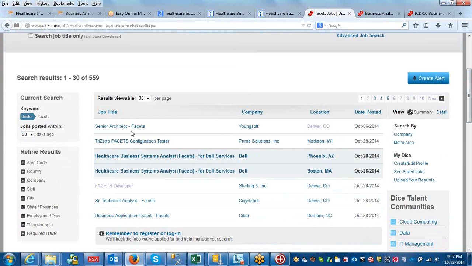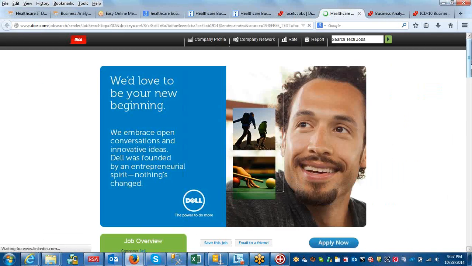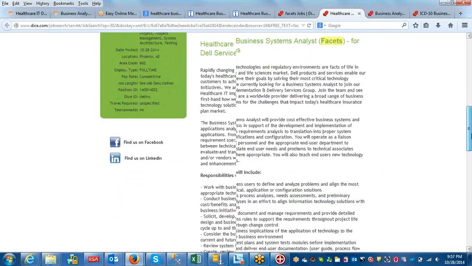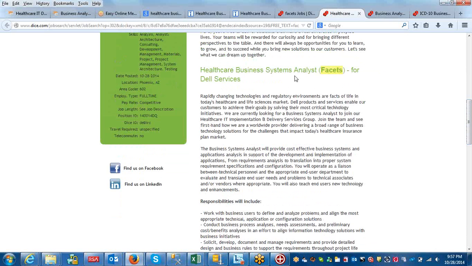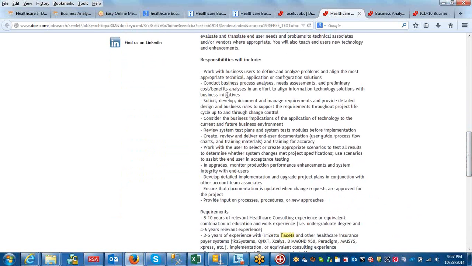So just look at it. Senior facets architect, healthcare business analyst, and this is the target. So let's look at it, what exactly it is, what they are looking for. So this is the job, healthcare business system analyst, facets for Dell they are looking for. Let's look at the responsibility.